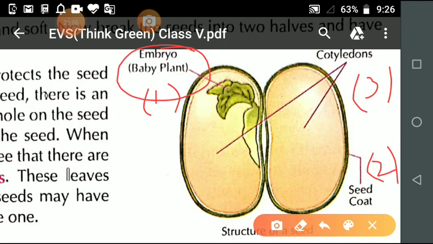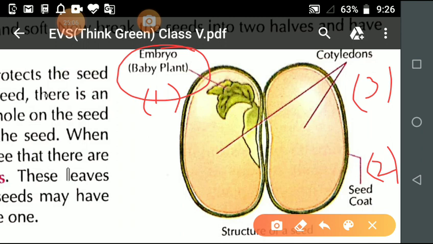From the seed, new plants grow. That is, you can say baby plant also. Okay, now student, embryo is clear to all of you. The part of a seed which develops into a new plant at the time of germination is known as embryo.